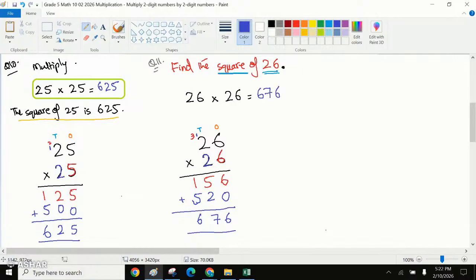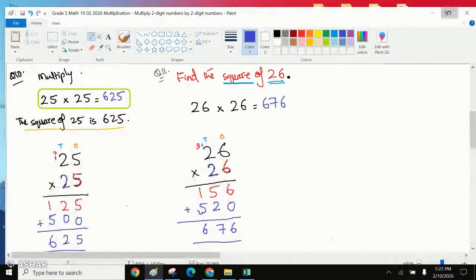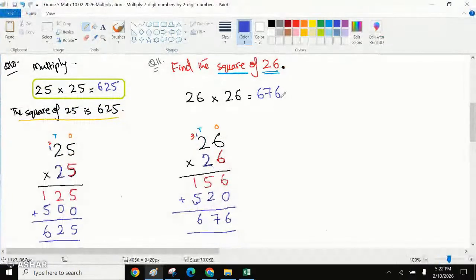So this is the square of 26. Agreed? 26 squared would be 676. So if ever in multiplication you hear the term square, that means the number is being multiplied by itself twice.